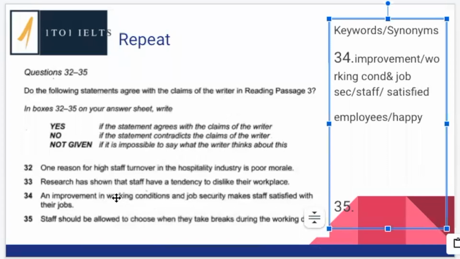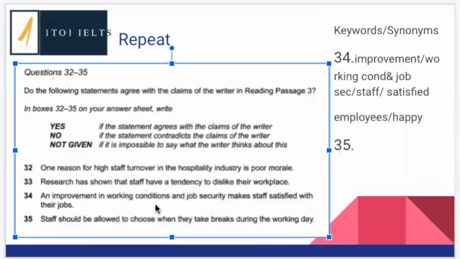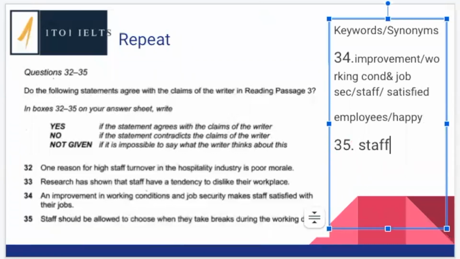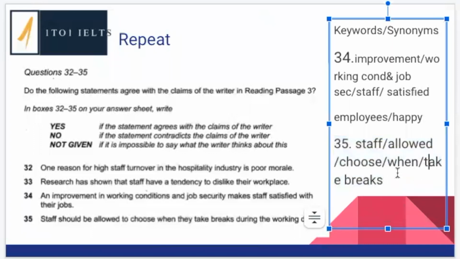So we're really looking for working conditions and job security. That's going to be a big key feature. Satisfied or happy, and an improvement. So improvement in these two things makes staff happy. And then 35, have a look at quickly, just in case we go past it. Staff, keyword, should be allowed, choose, when. So basically, we're looking for something about taking breaks. So if we come across something that talks about breaks, we know we've gone too far.